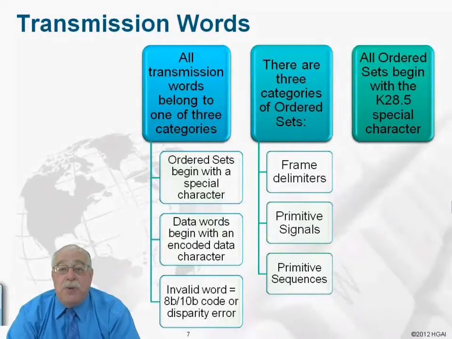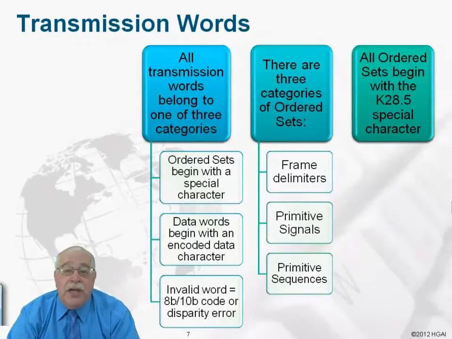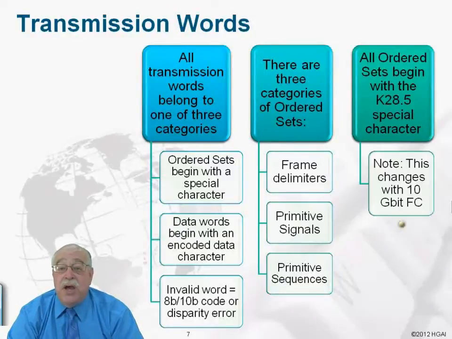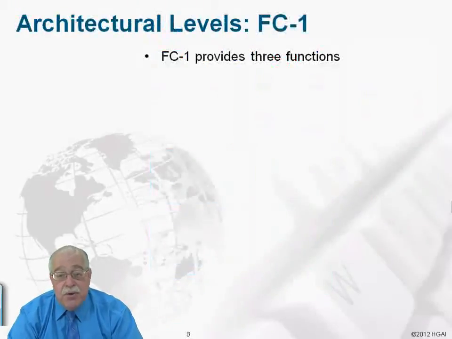All ordered sets begin with what's called the K28.5 special character. Again, it's a special 10-bit combination, not seen in a data space. If I see that in the first byte of a word, then I know I'm dealing with an ordered set. Which special character will depend upon the bit rate we're supporting.